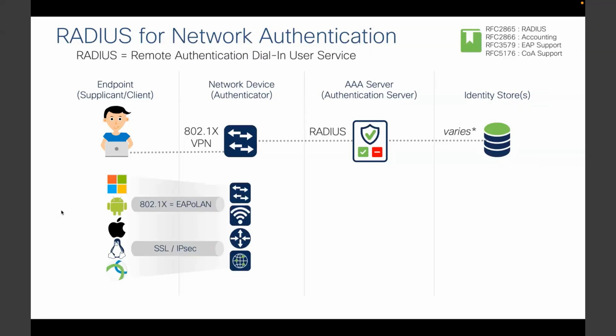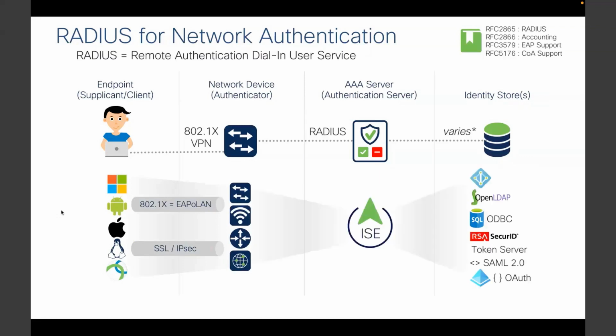Those devices are going to send a Radius request into ISE, and then ISE can consult one of many different types of backend identity stores for doing the authentication of those users and devices using passwords, certs, even multi-factor authentication if that's something that you need, right? So this is the quick overview of how Radius works.